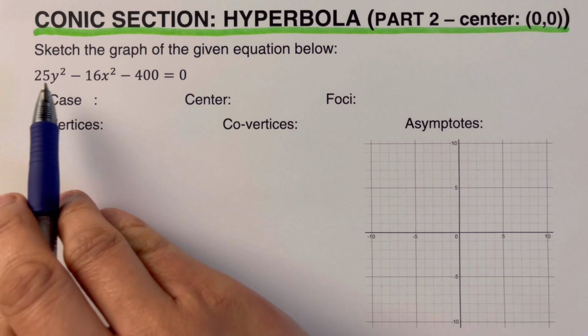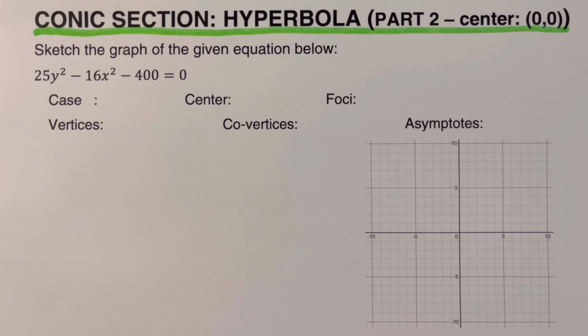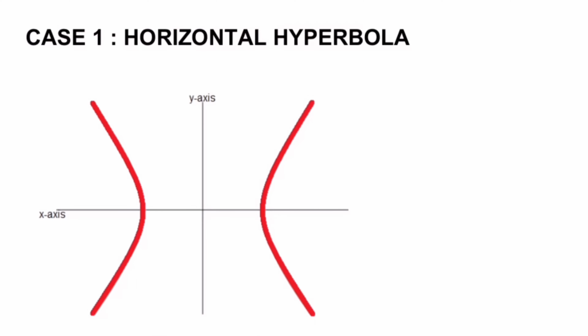Before we jump into this example, let's have a review on the parts and the two cases of a hyperbola. Please notice that this hyperbola is called a horizontal hyperbola because the graph, which is in red, which is the hyperbola, is touching the horizontal axis.